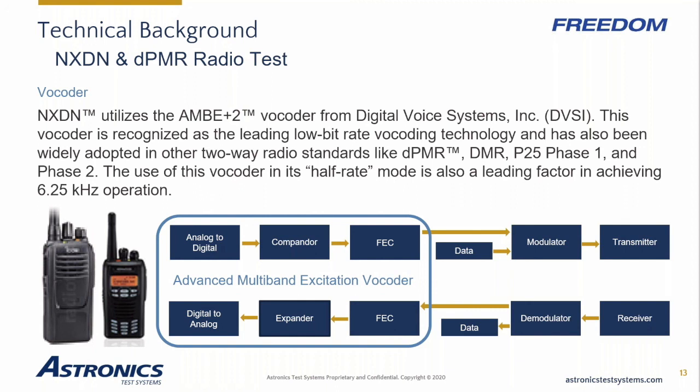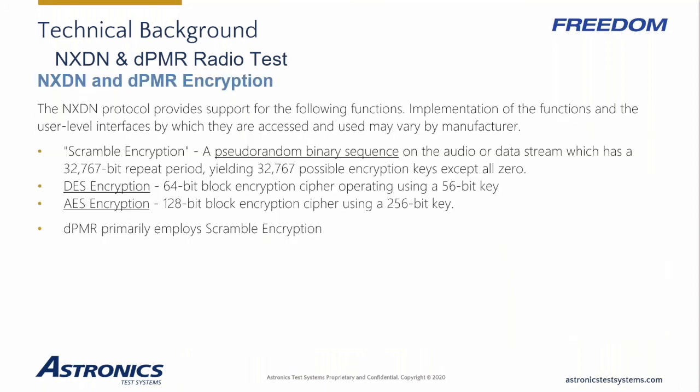How can the communication be kept secure from eavesdropping with this technology? NXDN and dPMR standards include several mechanisms to encrypt and decrypt the data being transmitted. NXDN and dPMR protocols have a built-in scrambling capability. This is a basic encryption scheme that is not extremely secure, relatively speaking, but it is there. To provide more robust security, the standard also allows for AES and DES encryption to be used.